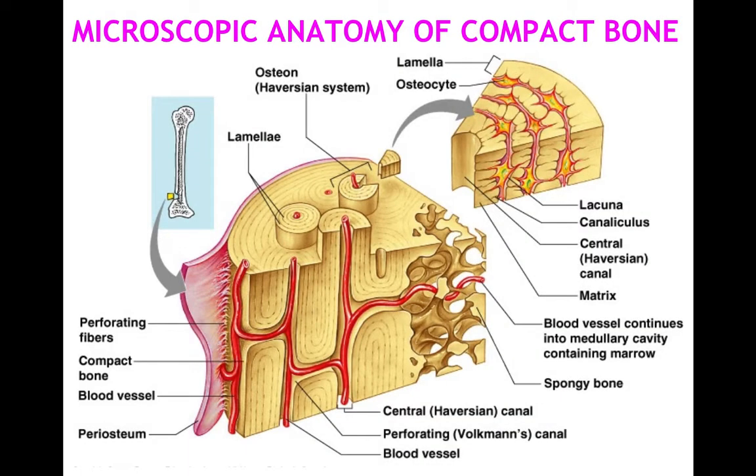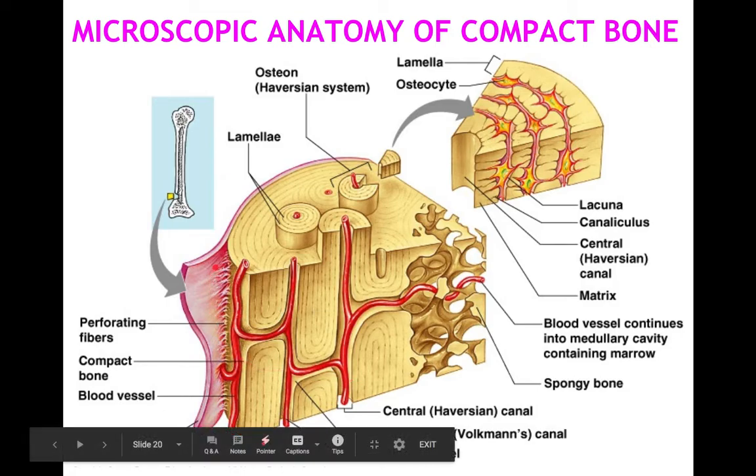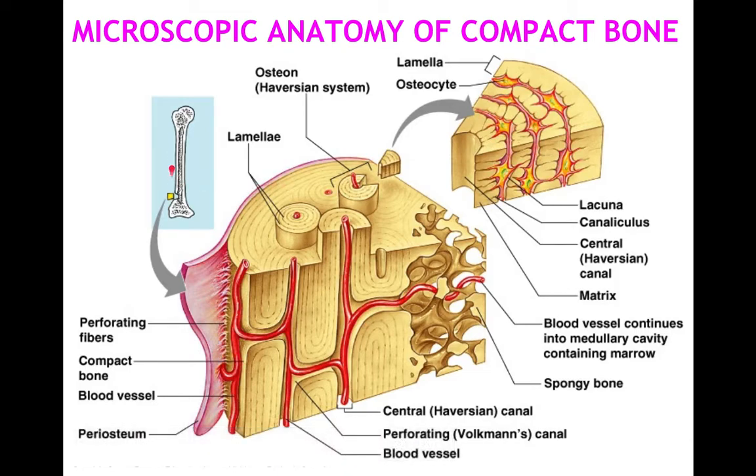Let's get into the microscopic anatomy of compact bone now. So we're talking about the compact bone that you'll see in both the epiphyses and the diaphysis, but especially in the diaphysis. So here you have a long bone. We're just going to zoom in on a piece from the end of the diaphysis, from the surface of it actually, and this is what you would see.